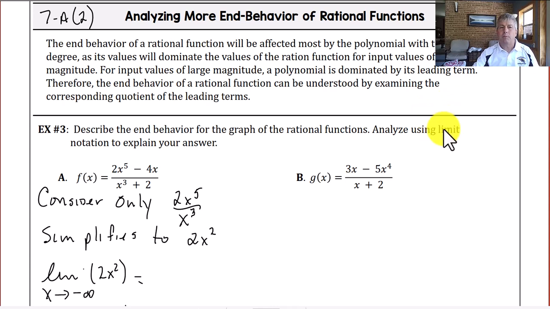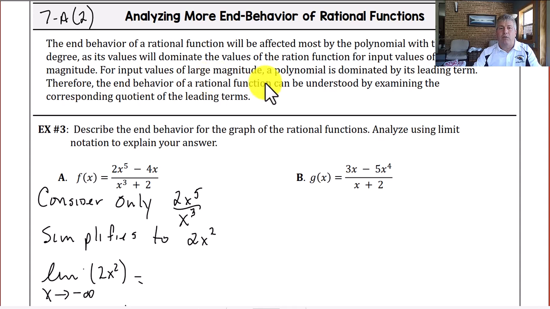Welcome back. The objective of this video is to do a couple more samples and analyze a little bit more end behavior of rational functions. The end behavior of a rational function will be affected most by the polynomial with the greater degree, as its values will dominate the values of the rational function for input values of large magnitude. So that's when we were evaluating for really big x's, both positive and negative.